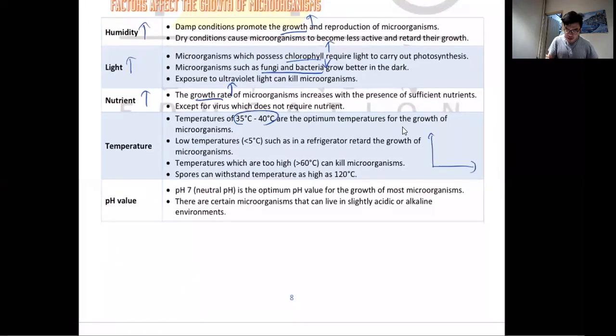So you will see a graph like this. Same as pH, you'll see a graph like this. In the middle here is 37 degrees, and in the middle here is pH 7. So for temperature and pH, you cannot just say higher or lower growth rate, because it's at the middle point. Take note when you're writing a hypothesis for temperature and pH: we need to say the middle, which is 35 degrees, or pH 7, is the optimum temperature or optimum pH. You need to write it this way.